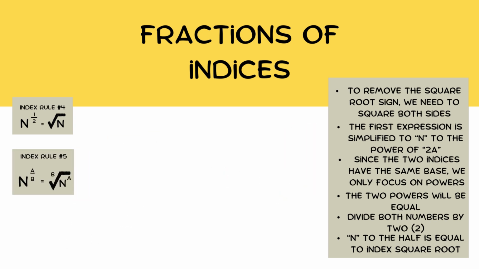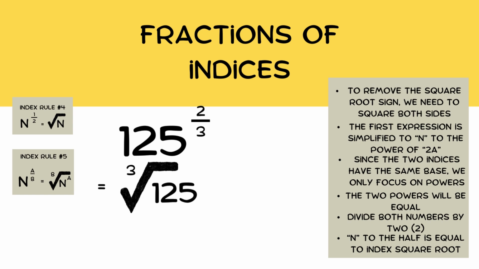For example, if we were to evaluate 125 to the power of 2/3, that would be the cube root of 125 to the power of 2. The cube root of 125 would be 5. Then we square it, giving us 25 as our final answer.